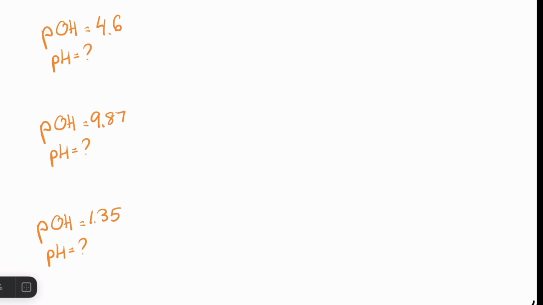But what if we had to go the other way? What if we're given pOH and we need to solve for pH? If we rewrite our equation, pH plus pOH equals 14, and now rearrange to solve for pH, we would get pH equals 14 minus pOH. So if we apply that to this first problem, where our pOH is 4.6, we would do 14 minus 4.6, giving us a pH of 9.4.